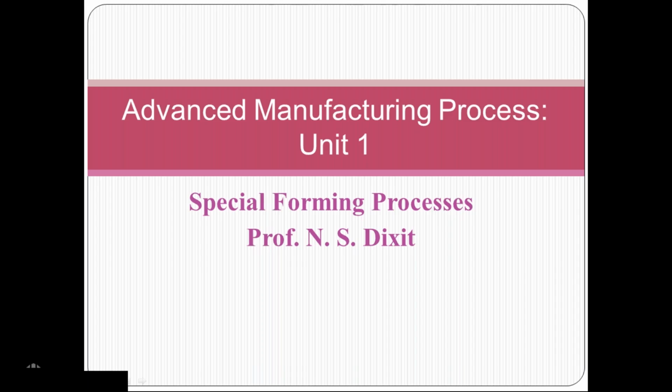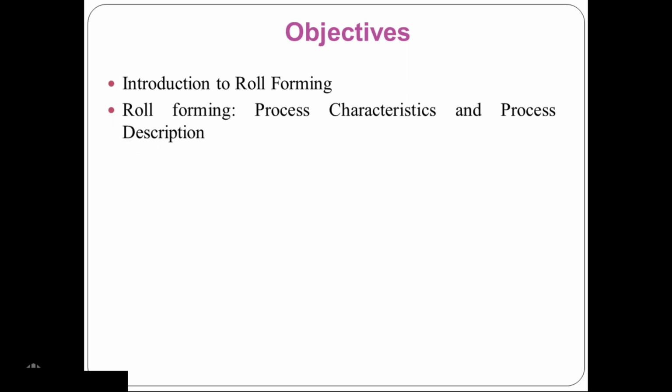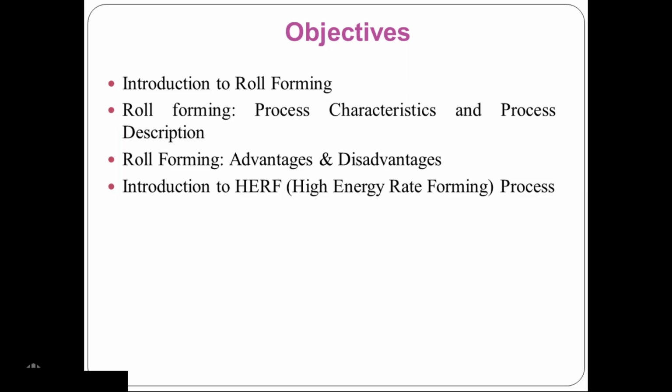I'm going to explain your unit number 1, that is special forming processes, which is included in your SPPU syllabus of advanced manufacturing process. This is a series of lectures. So today I'm going to explain the introduction to roll forming processes, characteristics and its process description, roll forming advantages and disadvantages, and introduction to HERF, that is the high energy rate forming process.